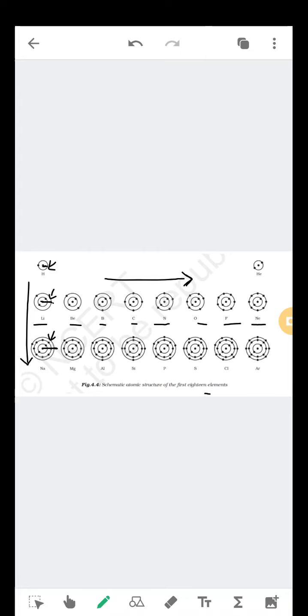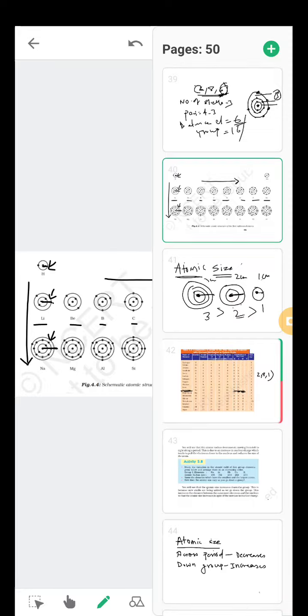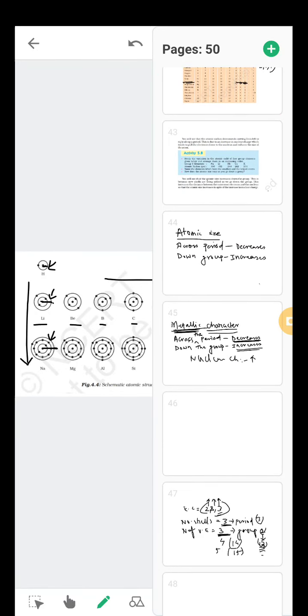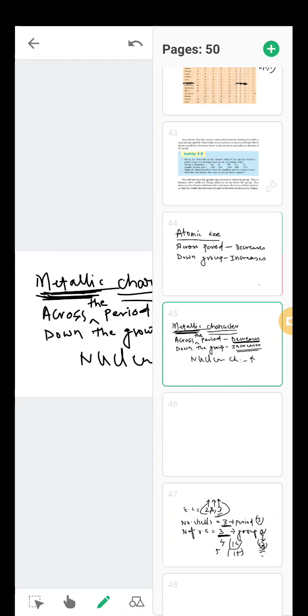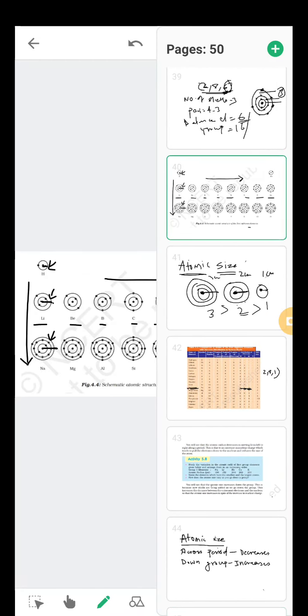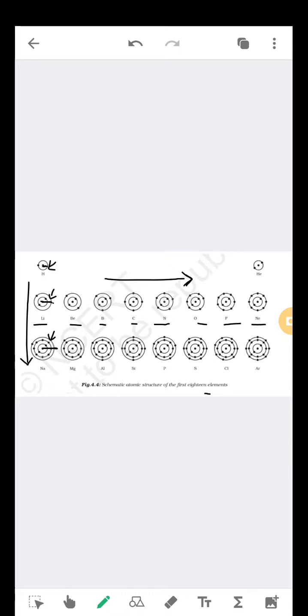go out, okay, from the shell. So because of that, metallic character will decrease across the period, okay. And down the group, now what will happen, since new shells are being added, the nuclear charge is less, okay.